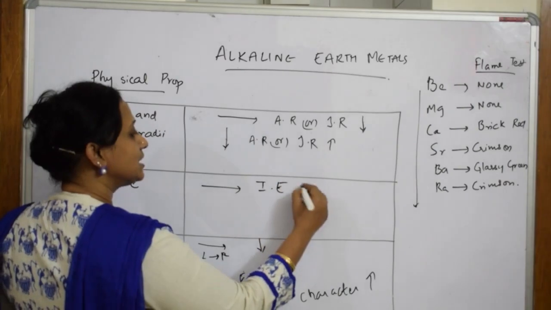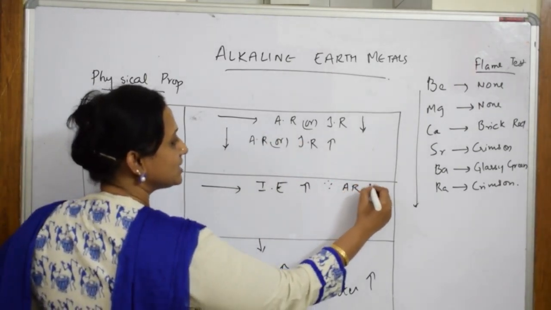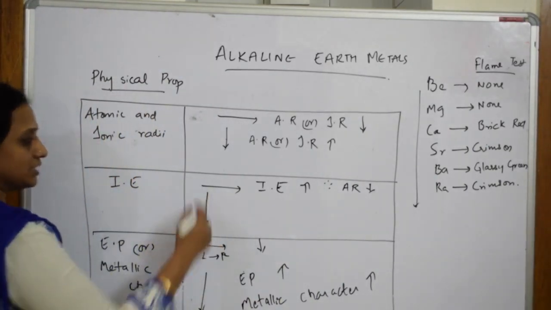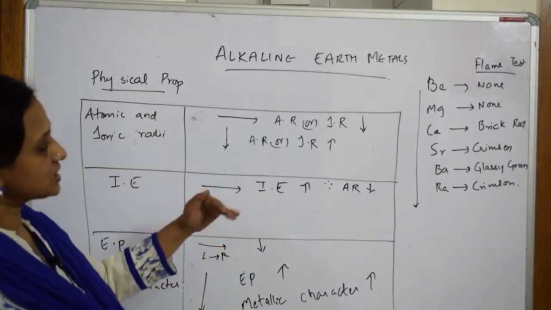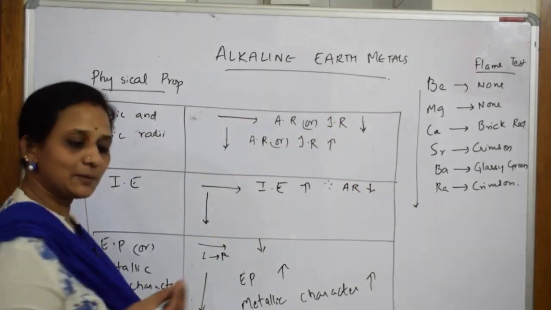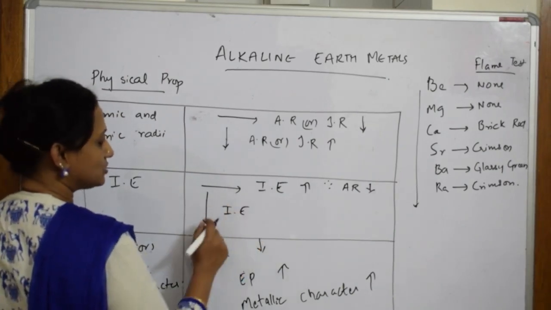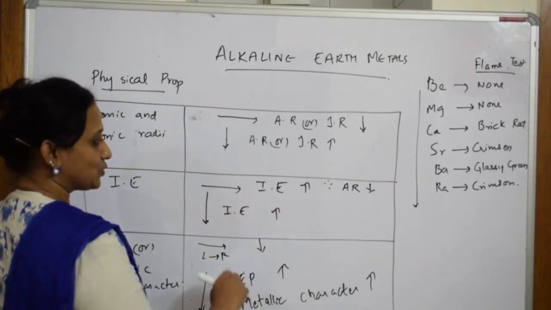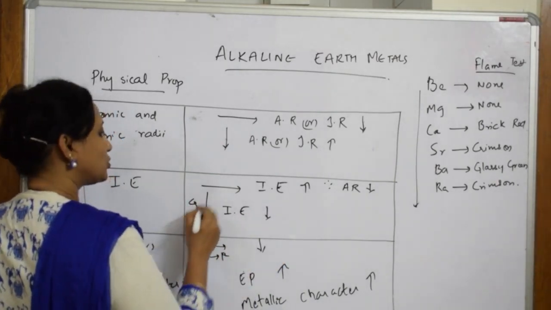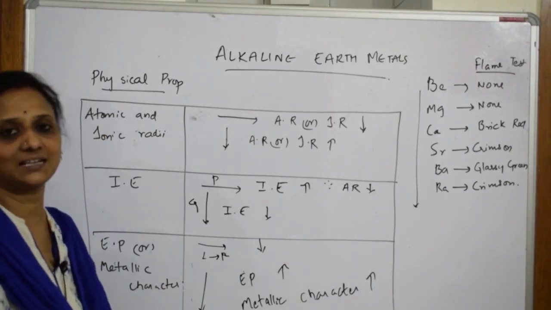Why is this? Because the atomic radii is less. But when I move from top to bottom in a group, same concept: the number of shells is increasing, the size of the atom is increasing, so I can apply less energy to take out the electron. So the ionization enthalpy value decreases down the group. So this is in the group, this is in the period. Let's come back and do the next physical properties of alkaline earth metals.